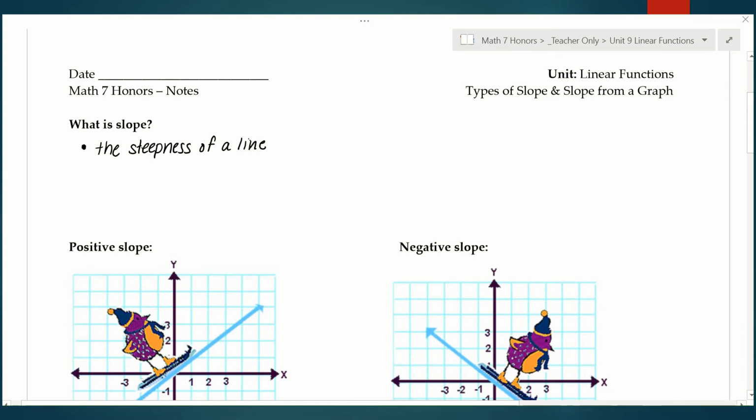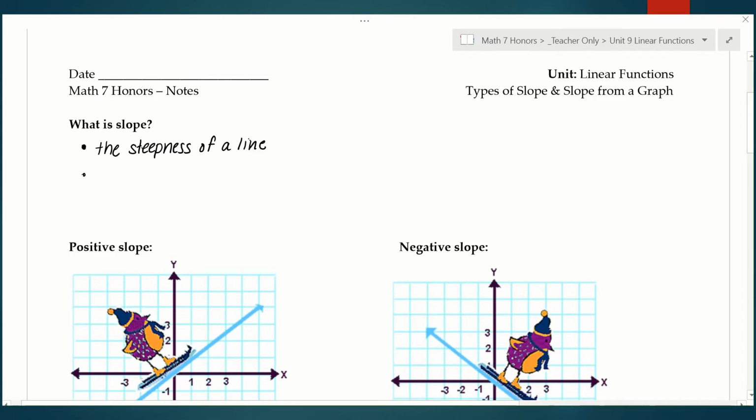And there's times when we'll classify the steepness of a line, and we'll talk about that in a second, as positive, negative, zero, undefined. But typically when we talk about slope, we're going to put a number to it. Okay, so it's not enough just to say, oh, it's a gentle slope, or oh, it's a steep slope. We actually, in math, are going to use a number to describe that steepness.